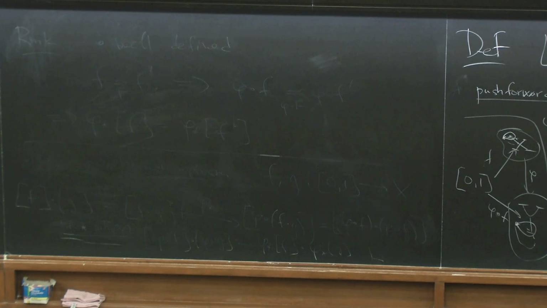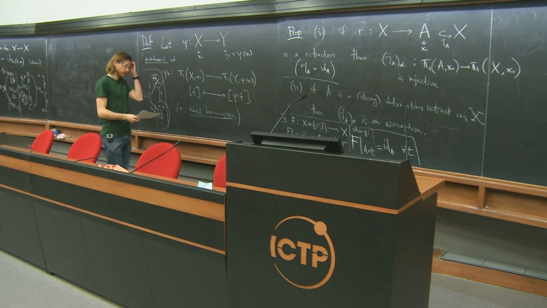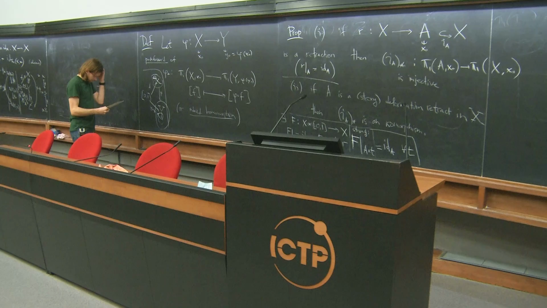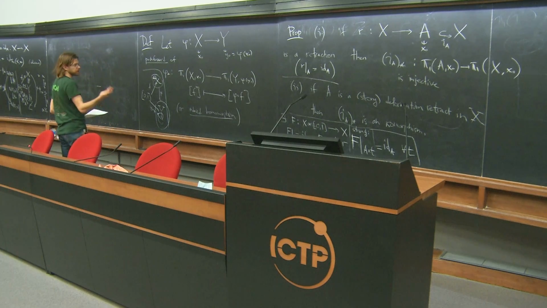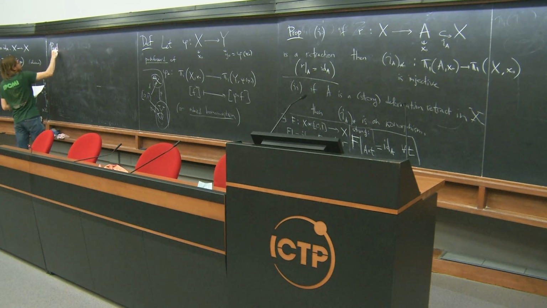Maybe I should also recall the definition of the usual retraction: we require that R restricted to A is the identity on A. Okay. So now let us prove this. First, let us prove the first half of the statement.